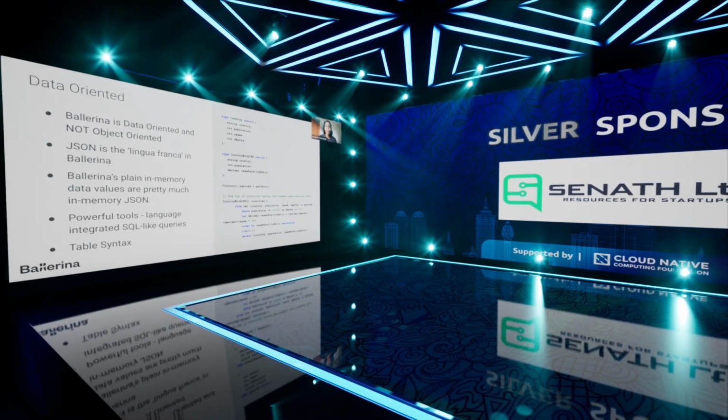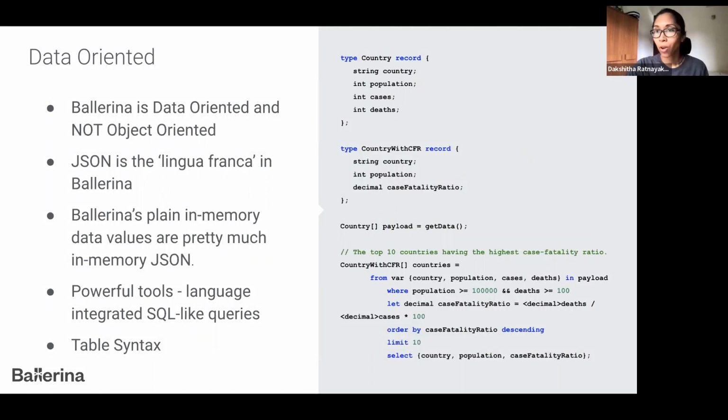And Ballerina is data-oriented and is not object-oriented. In network interactions, the object-oriented approach bundles data with the code, which is not the most optimal way to send data across widely distributed networks of microservices and APIs. And that's why Ballerina comes with a network-friendly type system with powerful features to handle data on the wire.